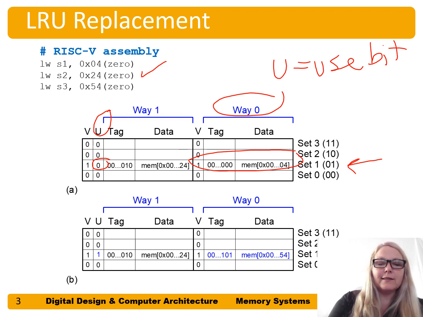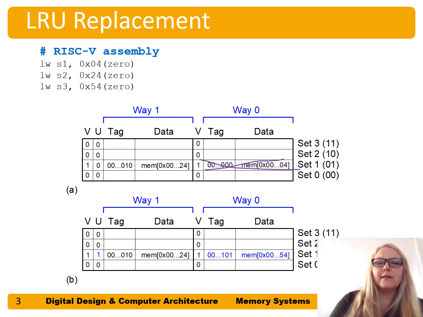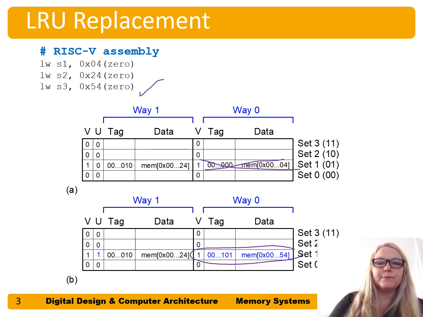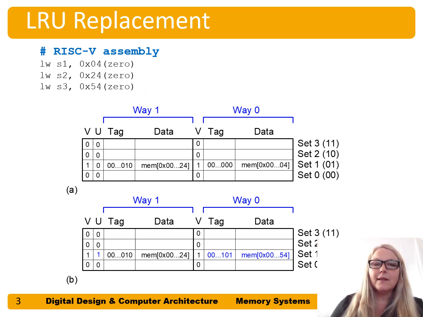In fact, there is one more access here, our access to hex 54. Because that use bit was 0, it says to evict what was there. So evict the data at memory address 4 and replace it with the new data at hex 54. So that's LRU, or least recently used replacement.